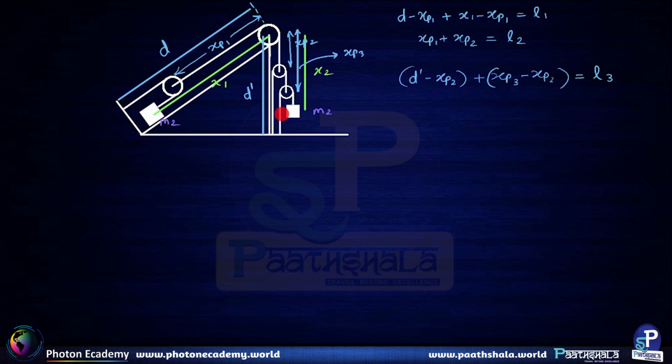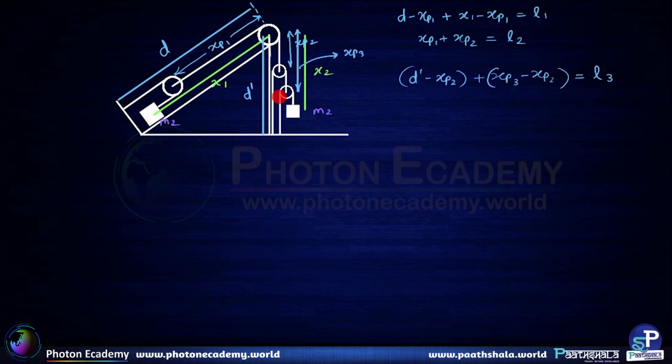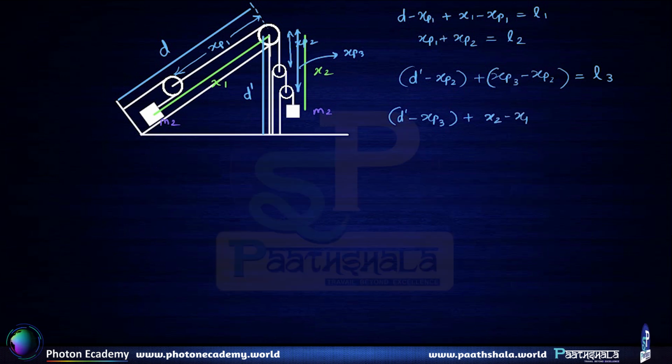and there is a fourth string involved. For that we can write down d dash minus xp3, this much length, and this much length is x2 minus xp3. So we can write down d dash minus xp3 plus x2 minus xp3. This is L4. So on double differentiating these four, we can get the relationship between the accelerations.